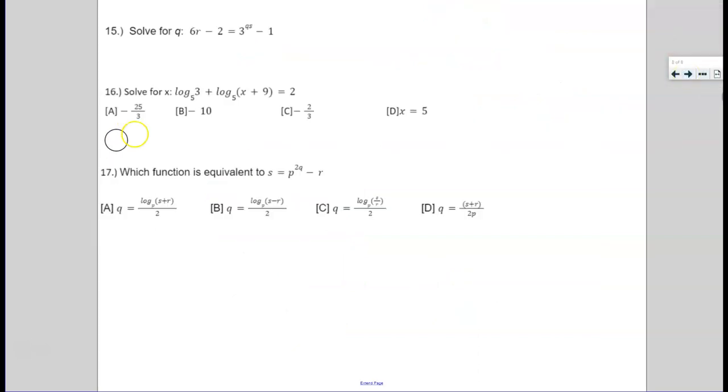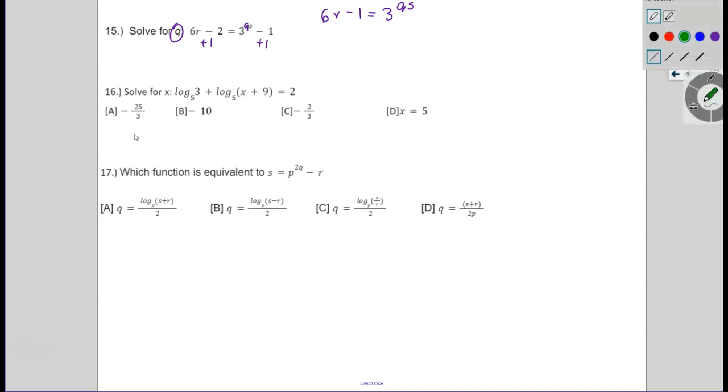All right, and the last 3 questions. Here we're solving for q. So q is right here in the exponent. So first I'm going to move the 1. So 6r minus 1 now will equal 3 to the qs. Now this is an exponential function, so since I moved it, this function is ready to be converted into the inverse, which is log.